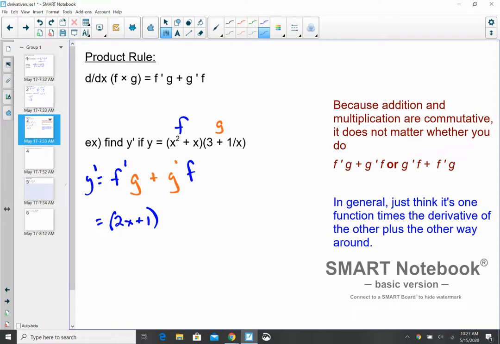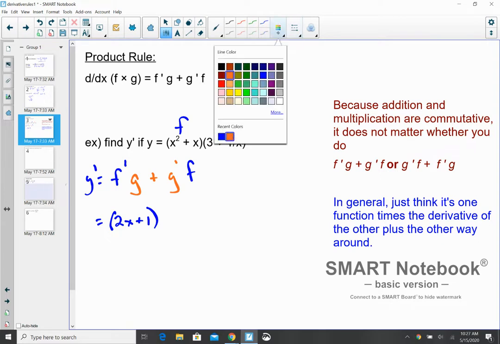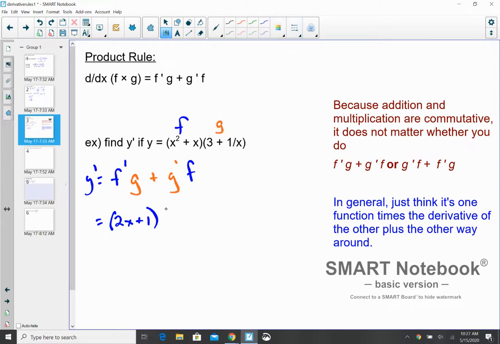Then you just put G. All right, let me switch back to orange, because here's G. I just want to make sure everything's color-coded and matches up. So it's 3 plus 1 over x, right, plus.